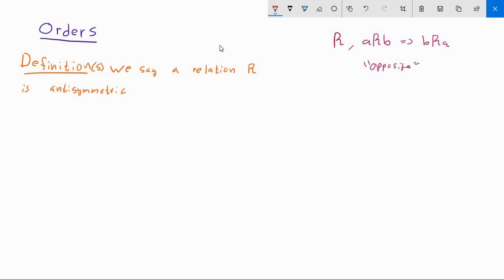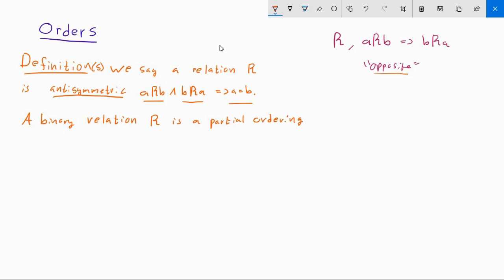So we're going to say that a relation R is anti-symmetric if, whenever A is related to B and B is related to A simultaneously, this forces A and B to be the same element. So this is one sense in which we could take this to be a sort of opposite property of symmetry, because this says it will never be the case that A is related to B and B is related to A for distinct elements.